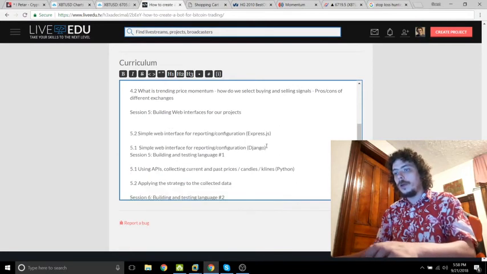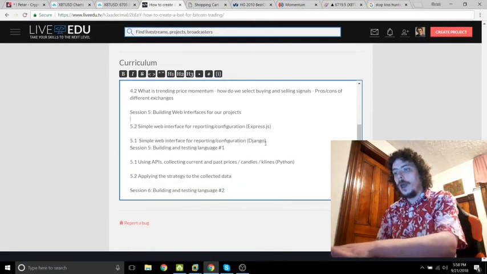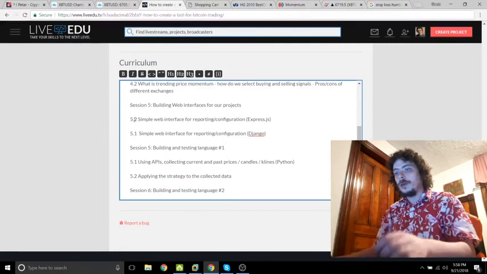Next, I'm going to change the order of these sessions. We're going to go ahead and build our web interfaces for our projects without using any of the API data, starting with Node and then using Python to Django.